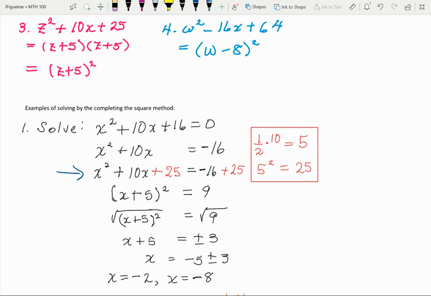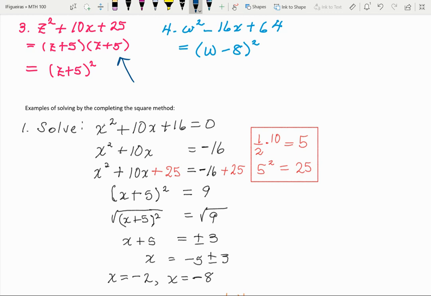On the left side, x squared plus 10x plus 25, well, that's a perfect square trinomial. Actually, we just talked about it right up here. That factors into x plus 5 squared. And on the right side, negative 16 plus 25 equals 9. So I'm left with x plus 5 squared equals 9.